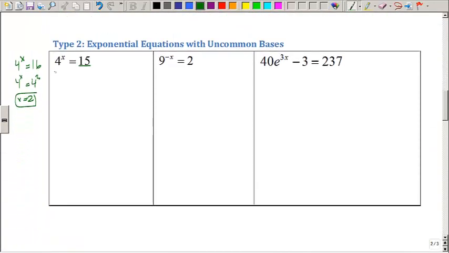So on our first problem, 4 to the x equals 15. Is the base with the variable part isolated on one side of the equation? Yes, it is. An example of one of these that wouldn't be is our third example. e to the 3x is our base with our exponent, and we have a multiply by 40 and we have a minus 3, so that's what the first step means. Isolate the base with the variable part all by itself on one side of the equation, which we have on this first problem. The second step says take the ln of both sides, the natural log.